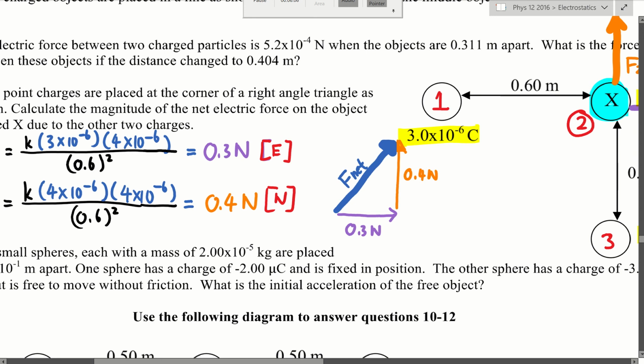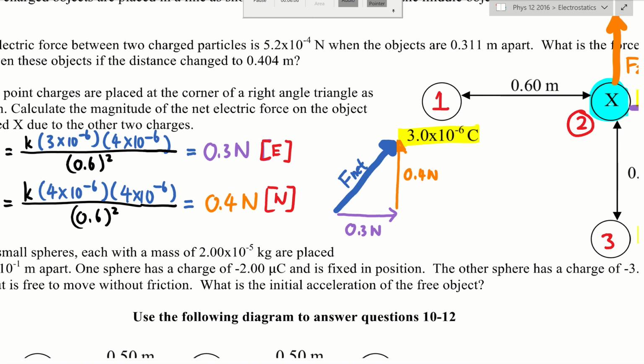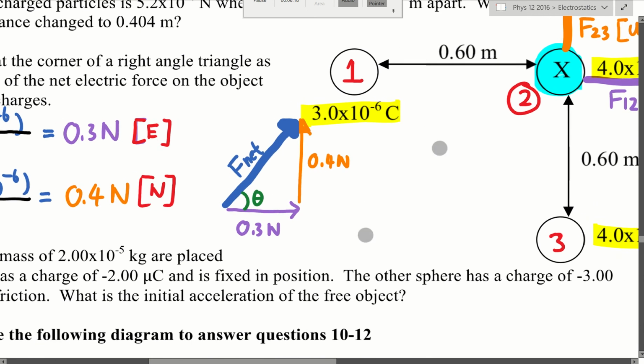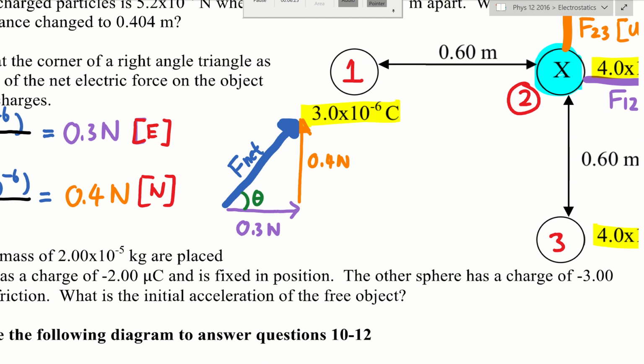Now, you can find this by using the Pythagorean theorem. We need two things from here: the magnitude and the angle. You should be able to do this now, so I'm going to stop here. The net force should be 0.5. You can even see the 0.3, 0.4. If you do the Pythagorean theorem, 0.3 squared plus 0.4 squared is 0.5 squared. And then you can find an angle.